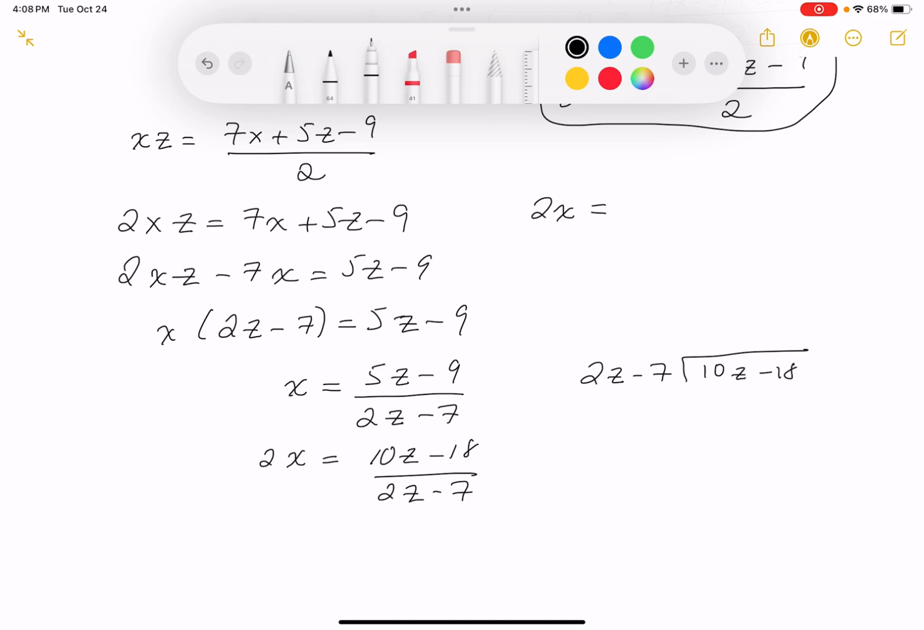So what'd you get over there? I'm going to say it's 5, because you get 10z. 5 times minus 7 is minus 35. So this is going to give me 5. And then I get a remainder. And let's do the remainder now. Let's see, 12, 17. So you can get plus 17 over 2z minus 7.